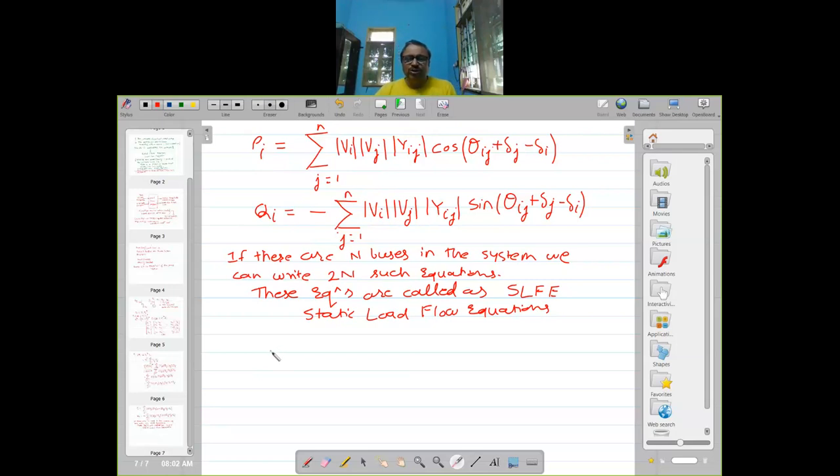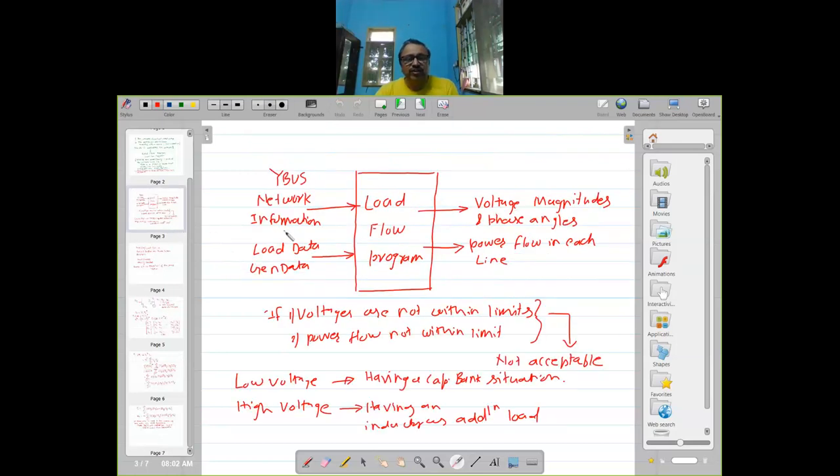And if we are able to solve this, we should be able to get the load flow solution. As we had seen here, there is the Y bus network equation, the load data and the generator data that we input, and it will give us voltage magnitude and power flow in each line. Power flow in each line can always be found if we know the voltages at the two buses, so that is the secondary output. The primary output is voltage magnitudes and phase angles.